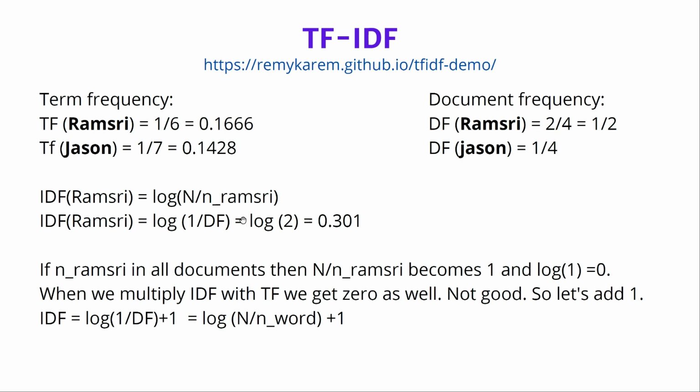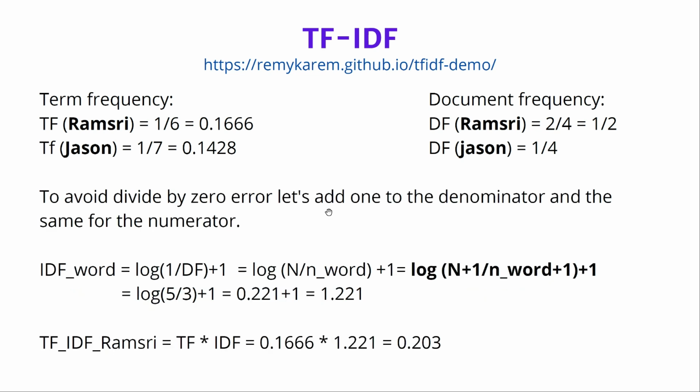And the other thing is that, let's say if the word Ramsri doesn't exist in any document, then we are dividing log n by 0. So divide by 0 error. In order to avoid that, we just add a constant +1 at the bottom. Similarly, we add +1 at the top as well. Although our initial IDF had only log 1 by document frequency, we added +1 to it and also +1 to the numerator and denominator to avoid divide by 0 error and other things.